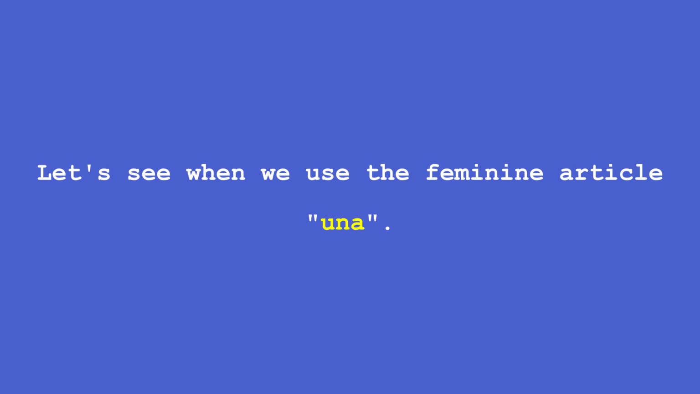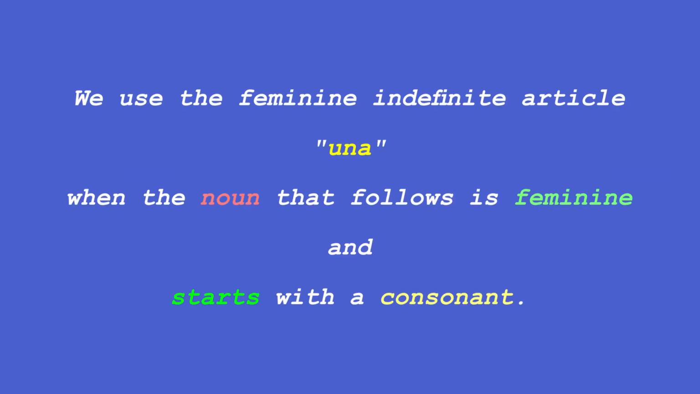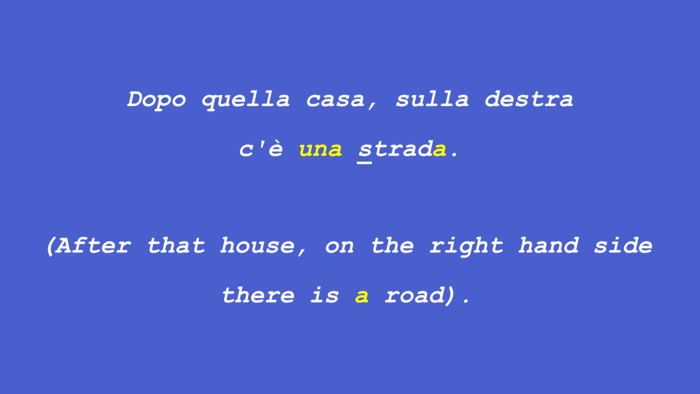Let's see when we use the feminine article una. We use the feminine indefinite article una when the noun that follows is feminine and starts with a consonant. Let's have a look at some examples. Dopo quella casa, sulla destra, c'è una strada. After that house, on the right-hand side, there is a road. As we can see, it is a feminine noun that starts with a consonant, S.